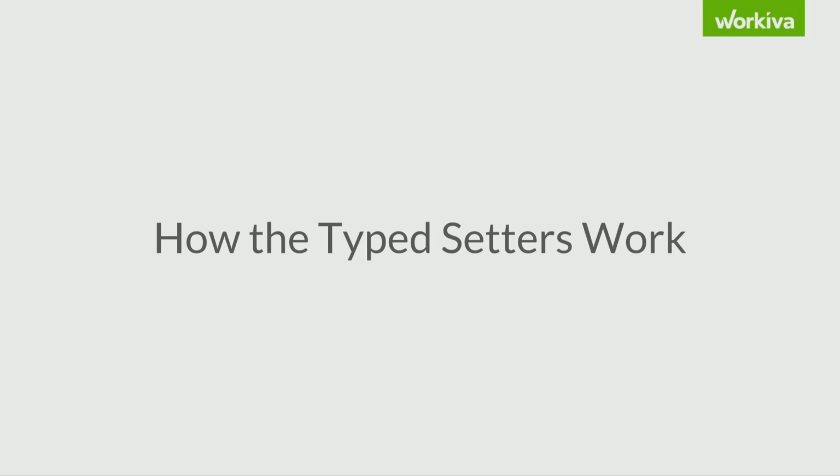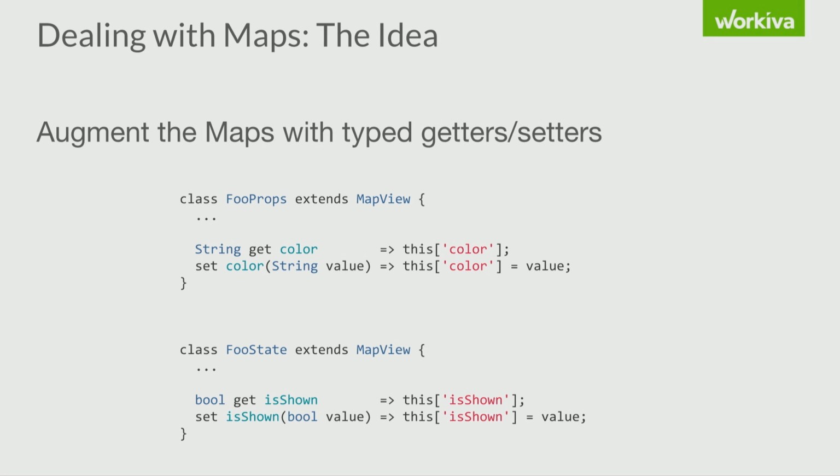And so we've seen these type setters in action, but how do they actually work? So the idea behind this is to take a MapView class, which is a Dart class that wraps around a map and implements the map interface. So you can use it wherever a map can be used, but you can also tack on additional functionality. So in this case, we've added type getters and setters that proxy these key value pairs in props and state. So when we set the setter, it adds that key value pair. When we access the getter, it reads it.